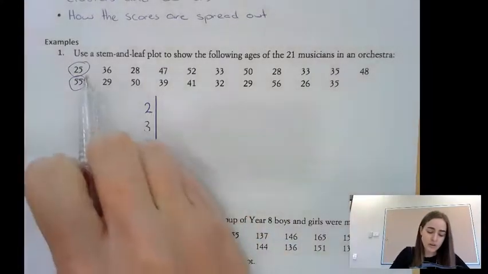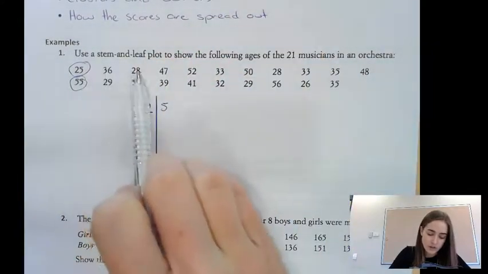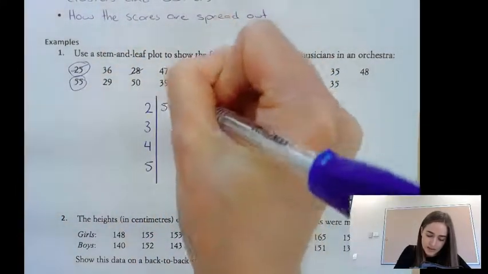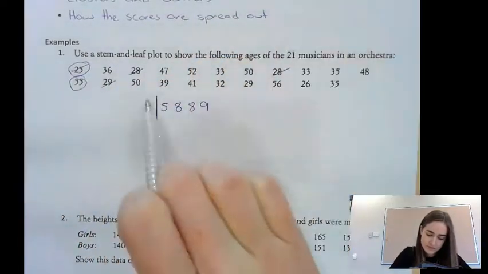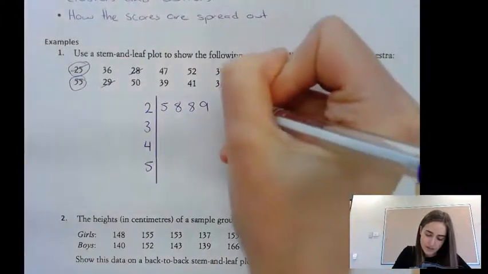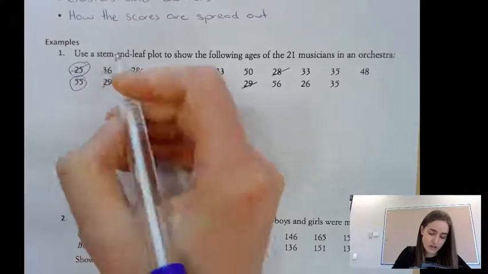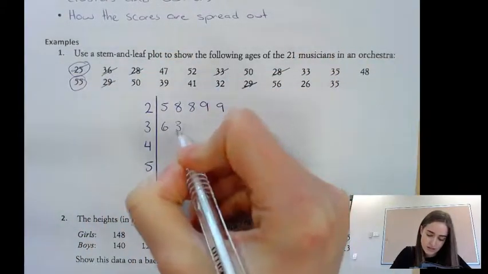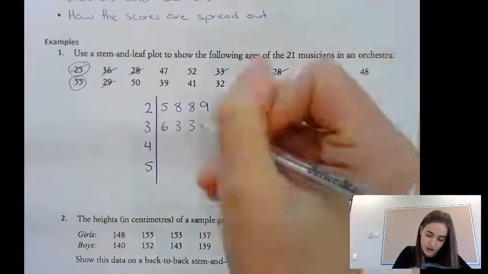So for all the 20s, we're going to have a 25, so I'm going to write a 5 next to it. Then I'm going to go through, I've got a 28. I'm going to cross these off as I go so I know I've got them all. I've got another 28. I've got a 29. And another 29. All right, for all my 30s now, I've got a 36. I've got a 33. Another 33, a 35.